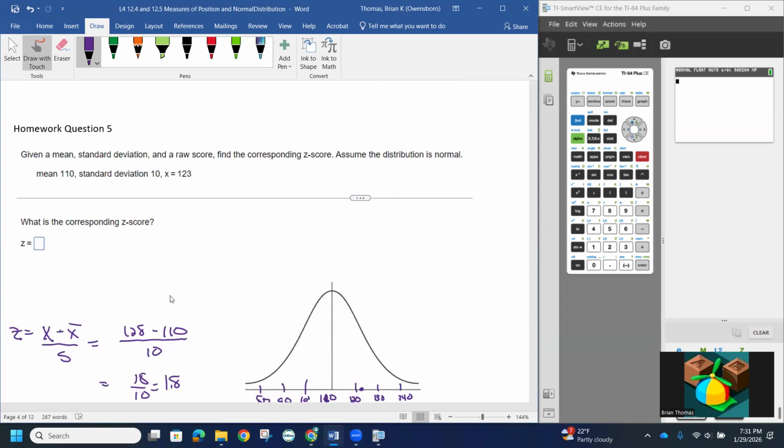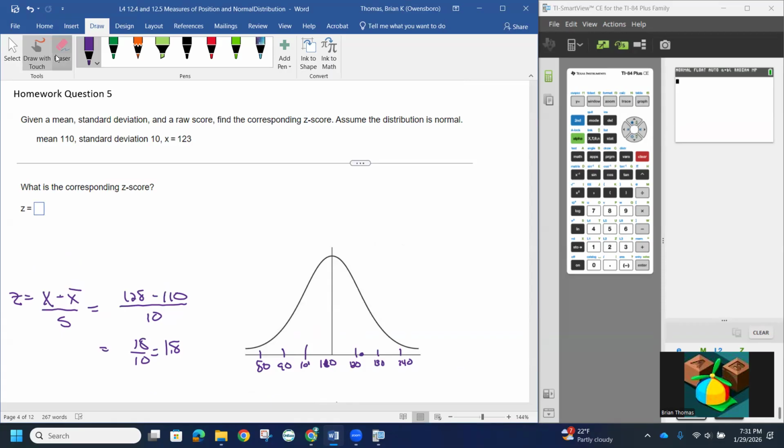I'm sorry, I should have put a 123 there. I put a 128 there. Sorry about that. We don't get the exact value there. So try that again. X was 123. So 123 minus 110 is actually 13. And divided by 10 would be 1.3.